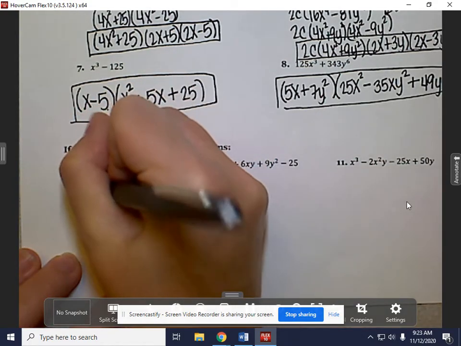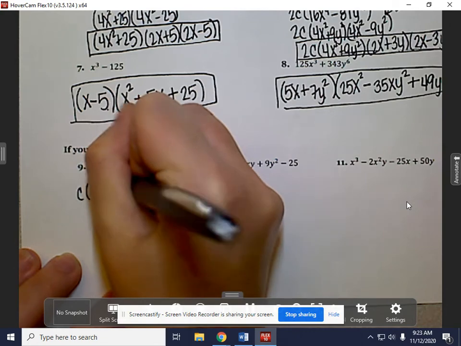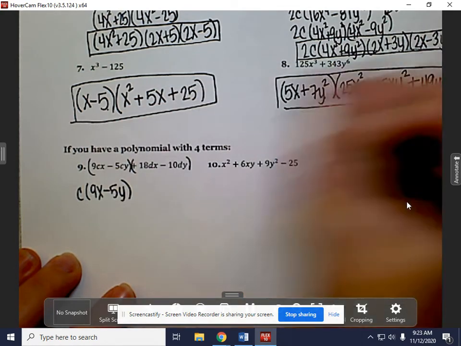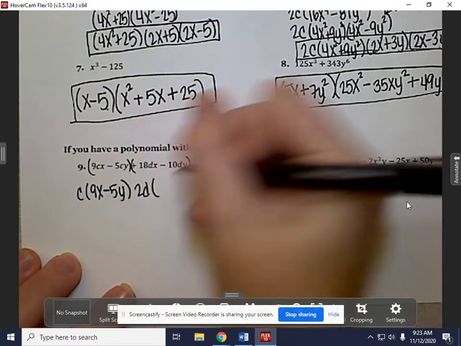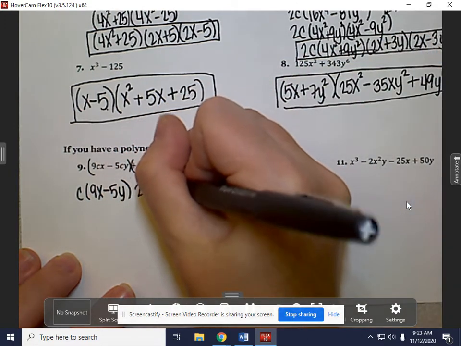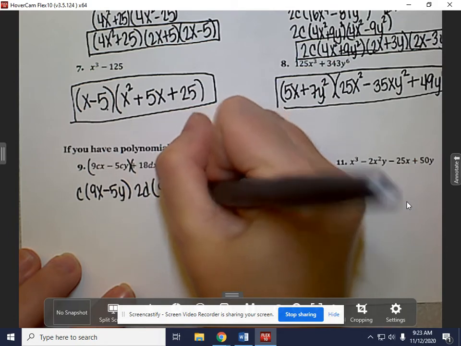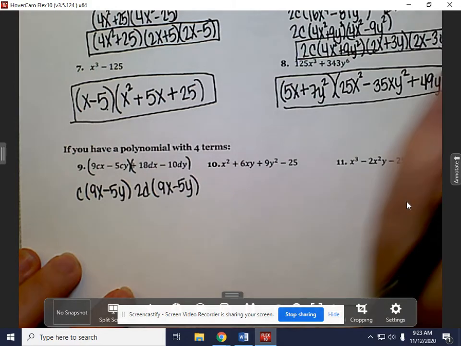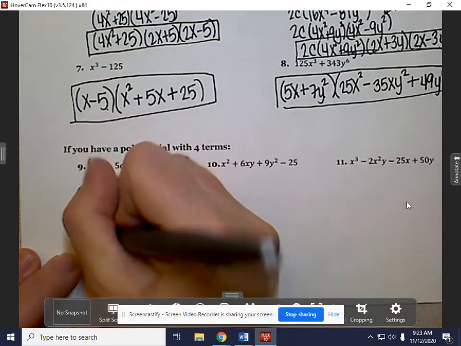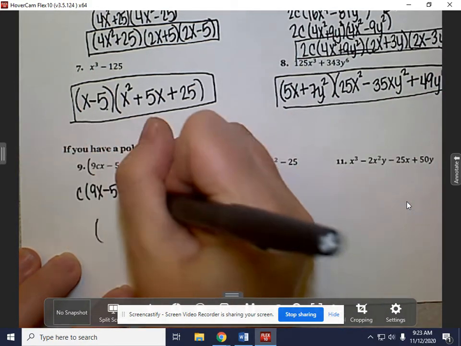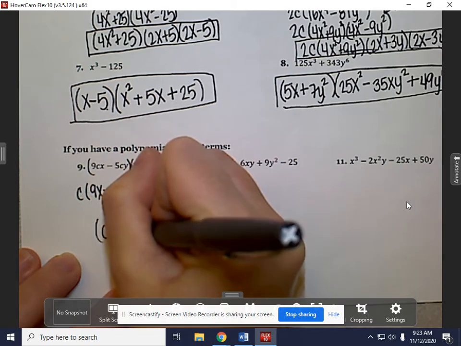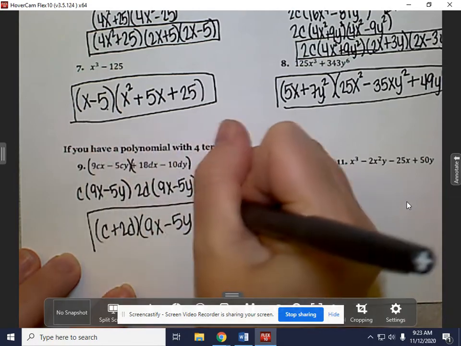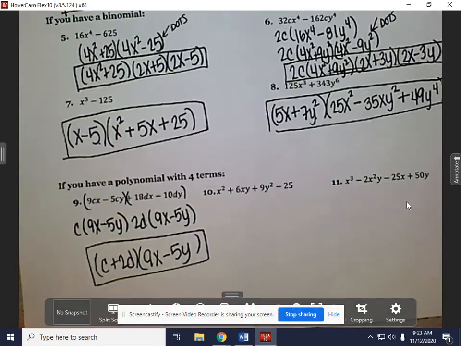And I'd be left with 9x minus 5y. In my second group, my GCF is 2D. And when I divide that out, I will be left with 9x minus 5y. Remember, for grouping, these binomials do have to match exactly. So signs the same, terms the same. And then to write my final answer, I take these two outside terms, put them together, and then that repeating binomial is second. Or it doesn't really matter the order, but as long as you have those two things.